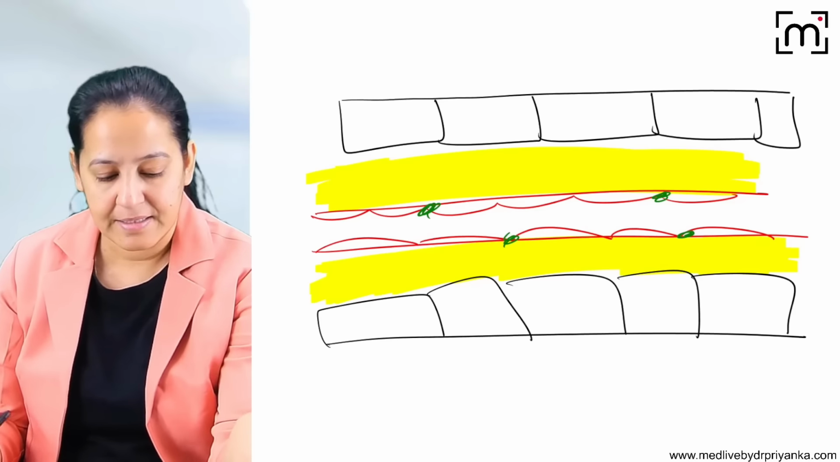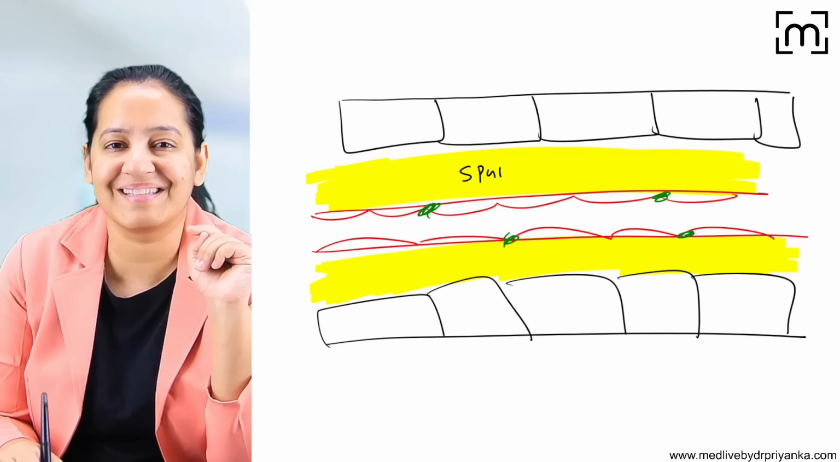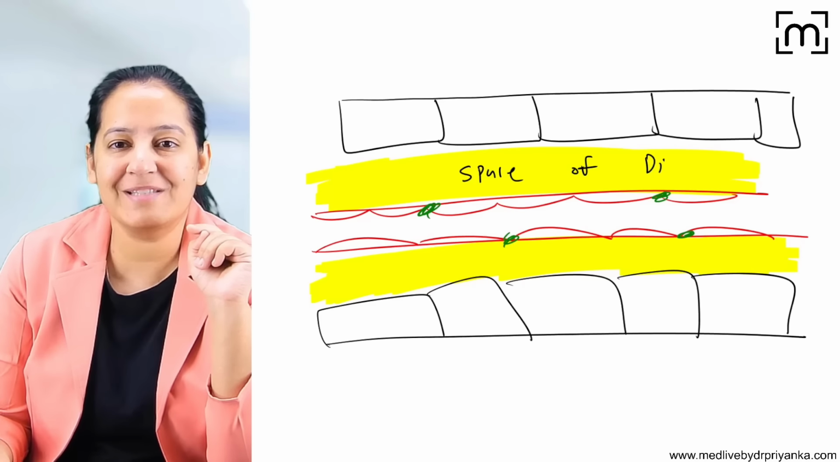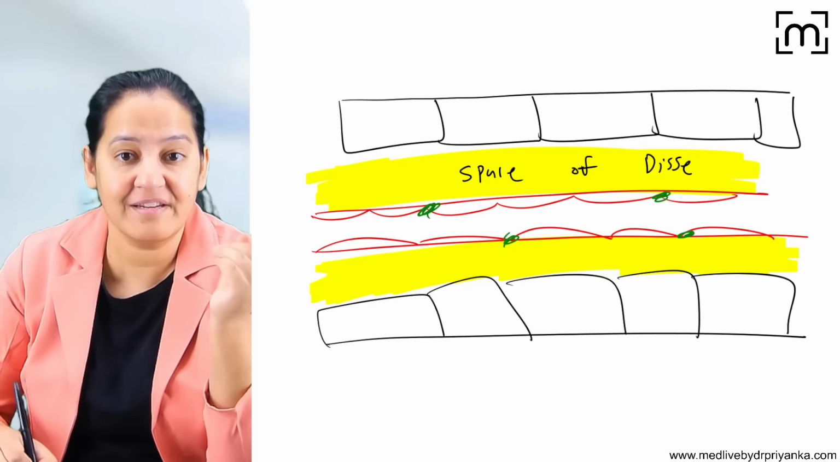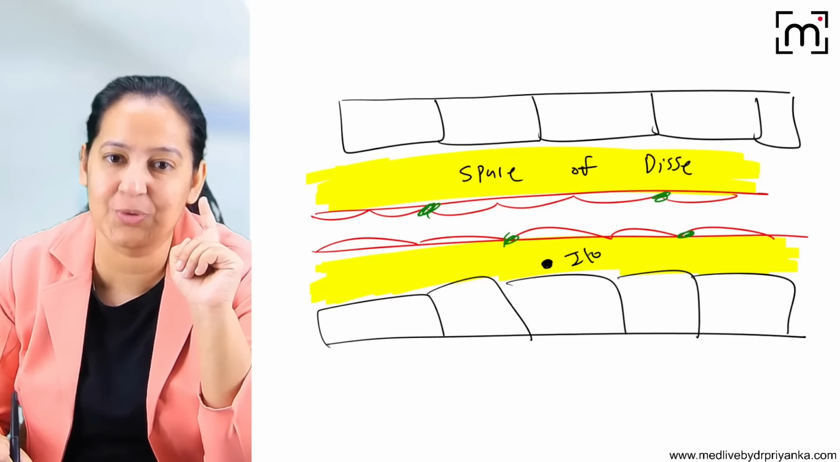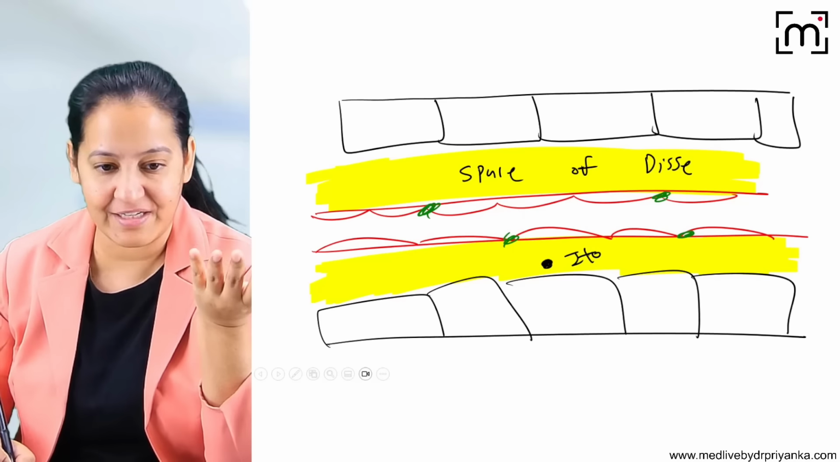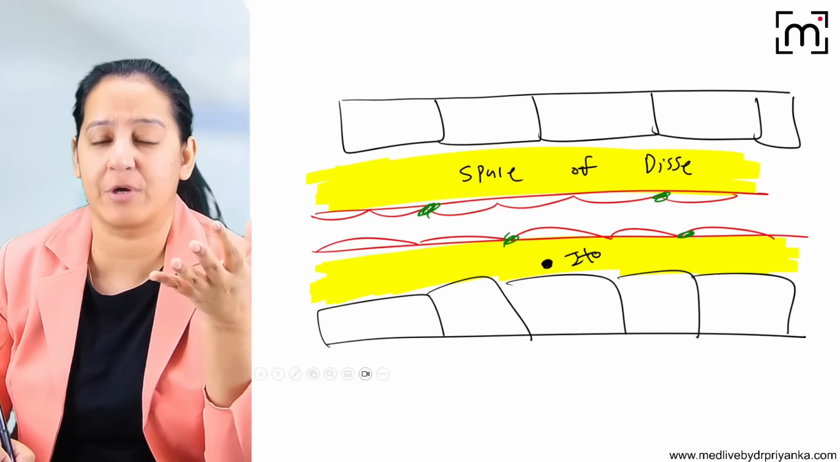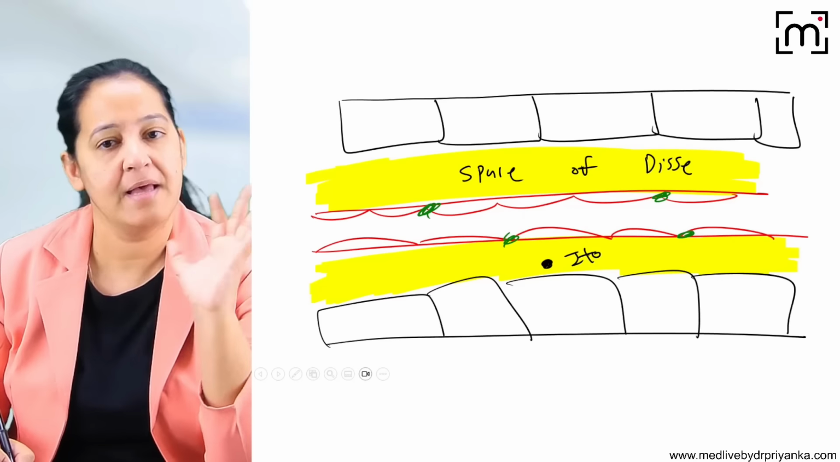This space is known as space of Disse. Please learn. This space contains a special cell. The cell is known as Ito cell. Normally, Ito cells are fat storing cells. They store fat and they are required for vitamin A synthesis, the Ito cells.